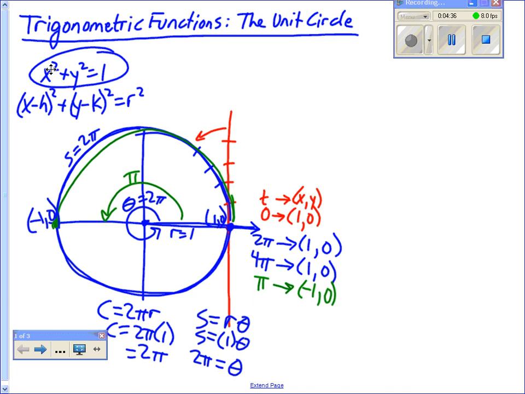So again, you get all these (x, y) values that are functions of this variable t. You can use these coordinates to define the 6 trig functions.